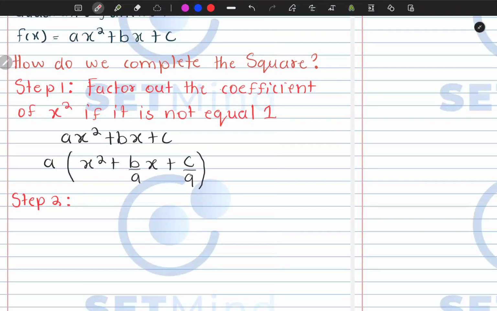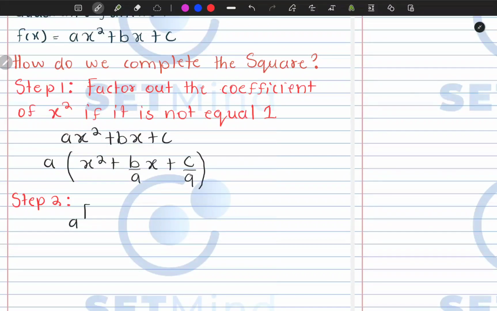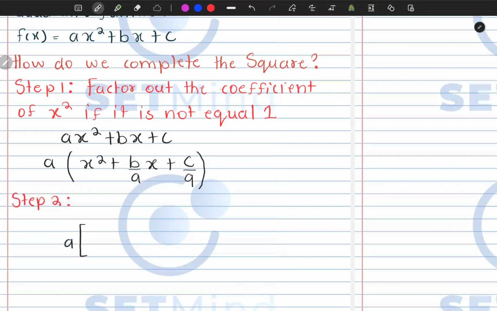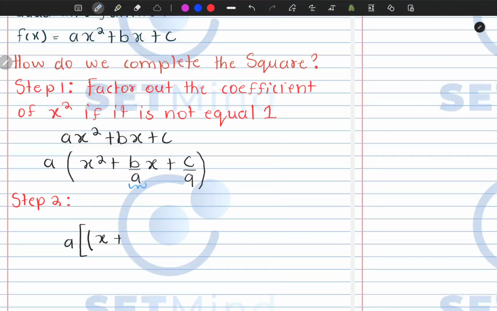So in step number 2, what you want to do is create a bracket. Essentially, we want to halve the value of b, square it and subtract it. So if you look carefully, I'll have x plus the coefficient of x, which is what we want to halve.